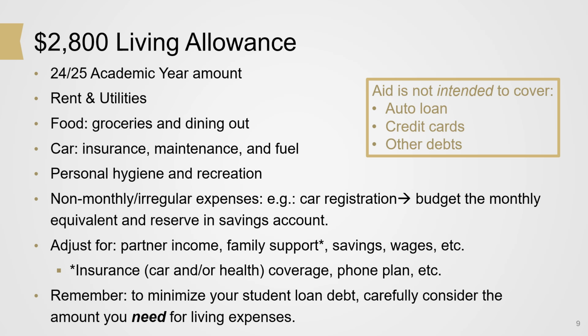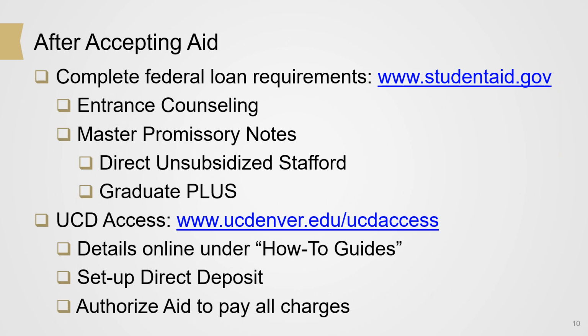When looking at the living allowance, you want to adjust for any partner income, any family support, such as car or health insurance coverage, phone plans, stuff like that, your savings, any wages you have coming in, etc. Remember, to minimize your student loan debt, carefully consider the amount you need for living expenses. Next, let's look at what you do after you accept aid. You'll want to ensure that you complete any and all federal loan requirements at studentaid.gov. That will include entrance counseling and the master promissory notes for both direct unsubsidized Stafford and Graduate Plus loans.